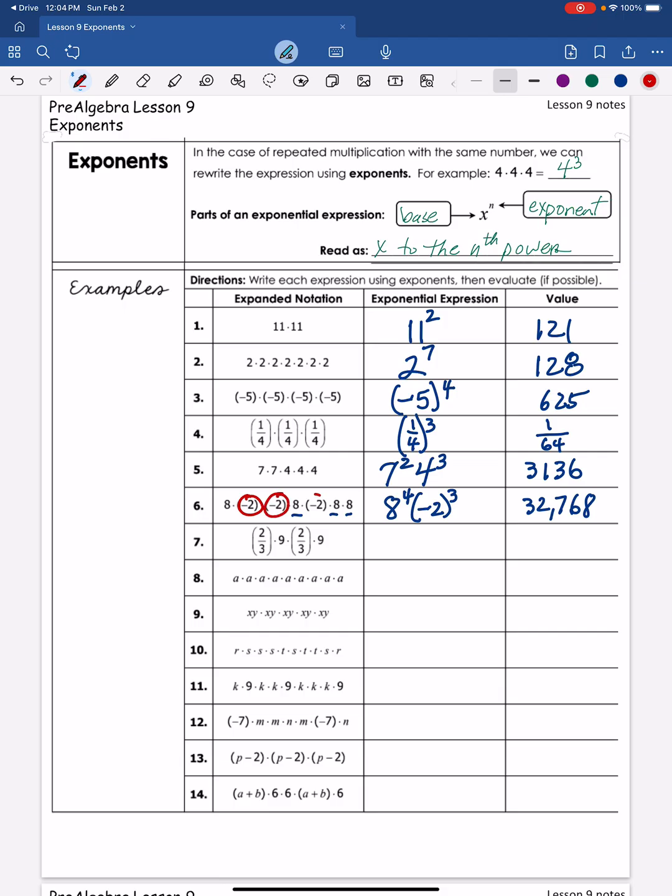-2, -2, -2. All right, so rules of multiplication. Negative times negative is positive, so those kind of cancel each other out. There's 1 remaining negative, so that would be an answer of -32,000.